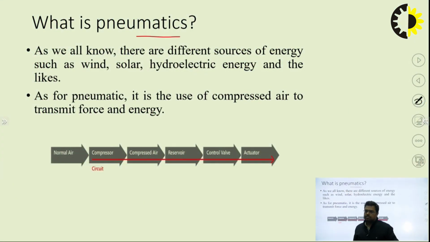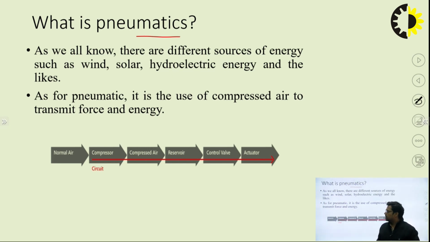What is a pneumatic system? We all know there are different sources of energy, either conventional or non-conventional energy, renewable or non-renewable energy. For example, the burning of coal gives energy, and the flow of wind gives the mechanical to electrical conversion of energy. There is solar energy, there is hydroelectric energy. So there are different forms of energy we can use for further purposes.